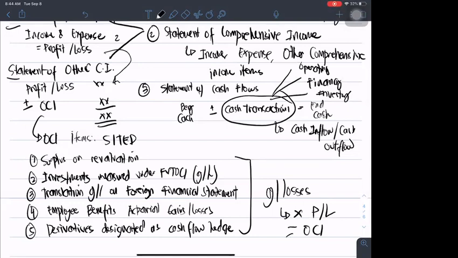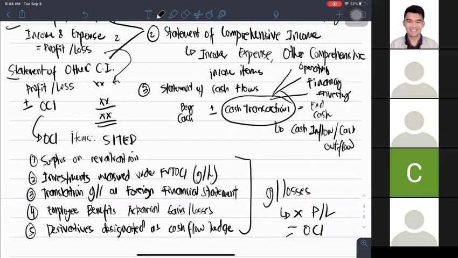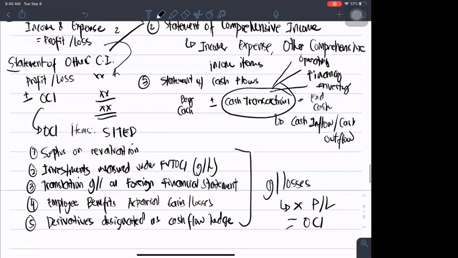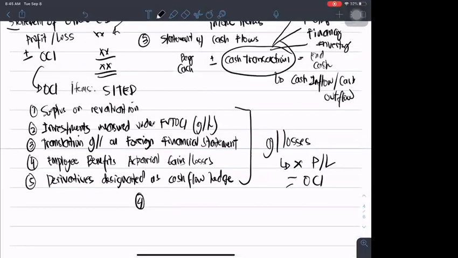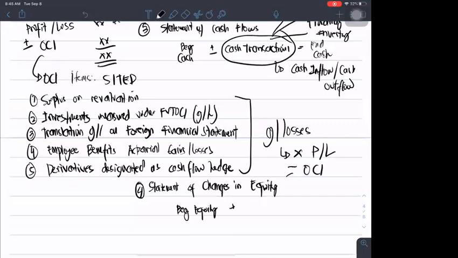So our fourth financial statement is your statement of changes in equity. Changes in equity. So in your statement of changes in equity, we have your beginning equity plus or minus your changes in equity. We have your ending equity. Okay, so this now reconciles your beginning equity together with your ending equity.